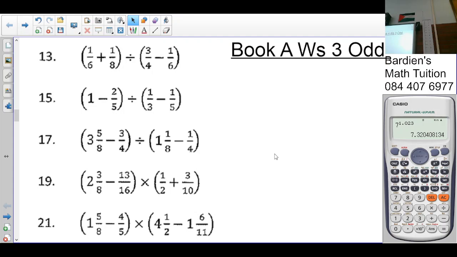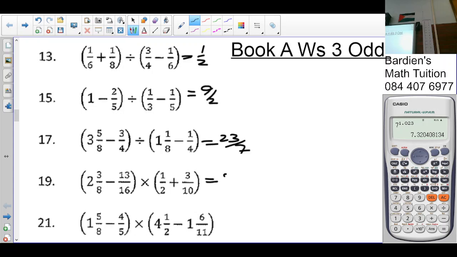Let's just wrap this up before we leave. Number 13, I got an answer of 1 over 2, is correct. The next one? 9 over 2. The next one? 23 over 7. 5 over 4. 39 over 60. Any problems with number 13? Number 15? 17? 19? Number 21? No. Yes?